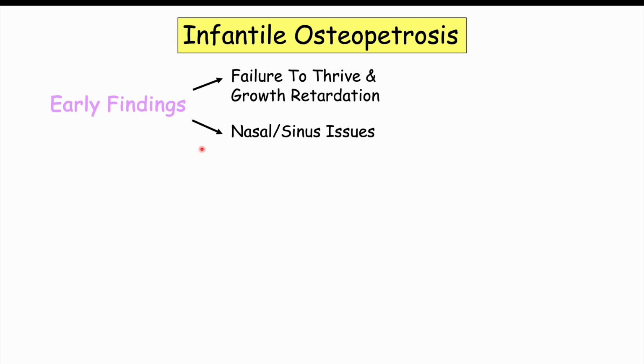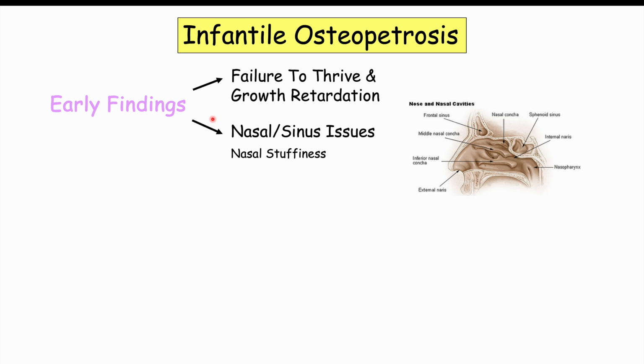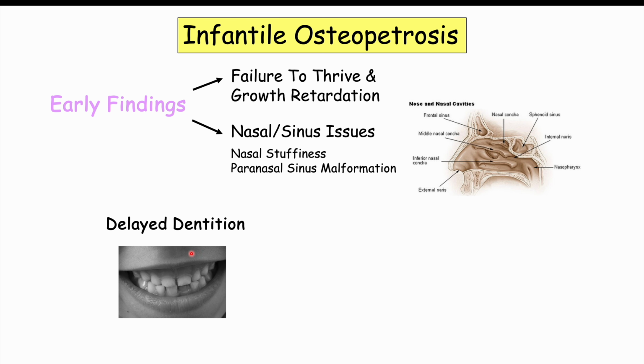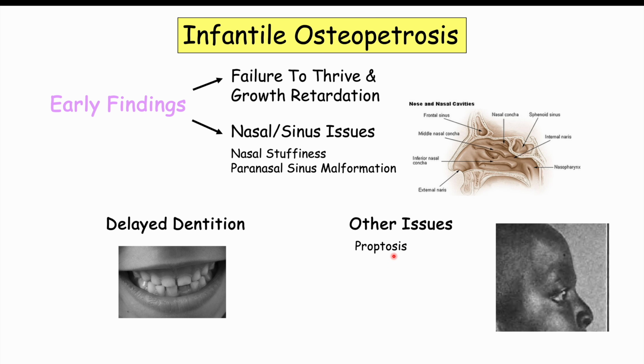We can also see nasal and sinus issues as well. So the nasal cavity and the sinus cavities can start to enclose due to too much bony growth. This can lead to nasal stuffiness. This can lead to paranasal sinus malformation or issues with breathing through the nose or through the sinuses, and increased risk of nasal and sinus infections. We can also see issues with delayed dentition. So the eruption of teeth can be delayed in these patients. And some other issues include proptosis, or bulging of the eyes. There's so much bony growth that the eyes start to bulge out.